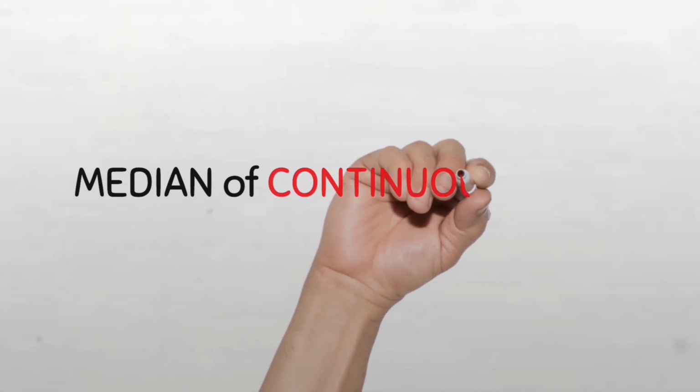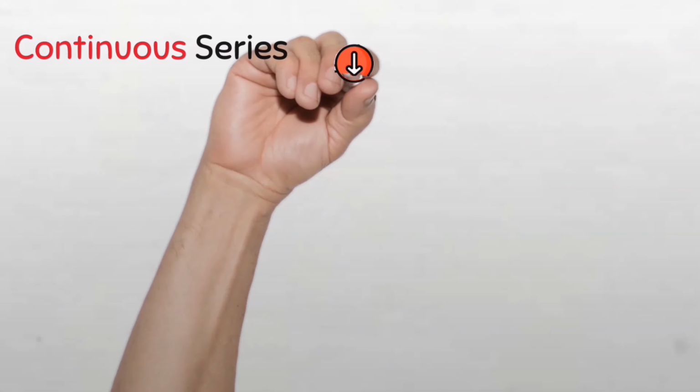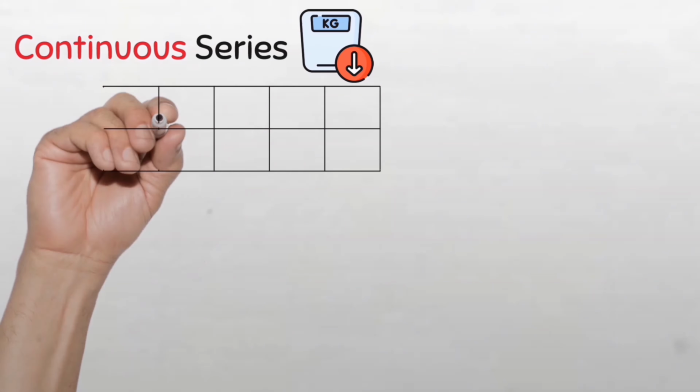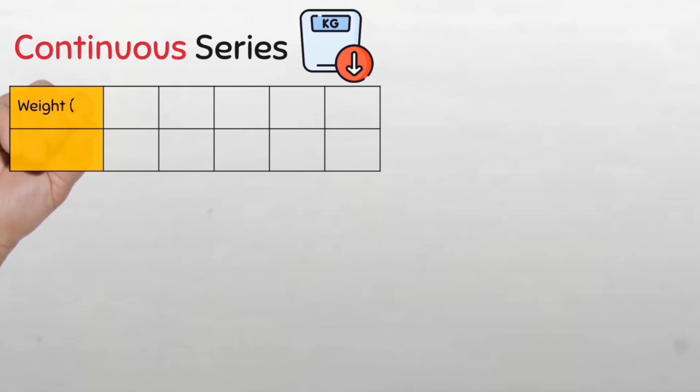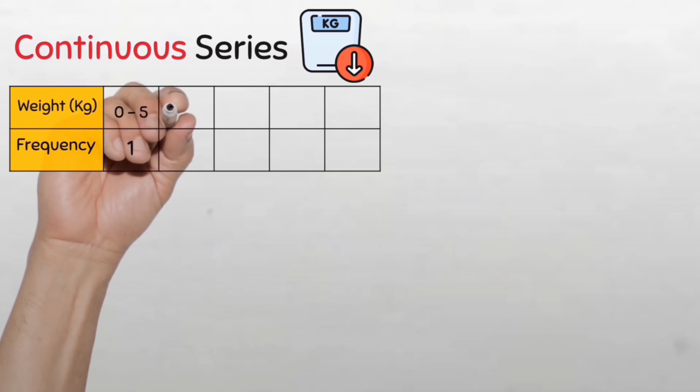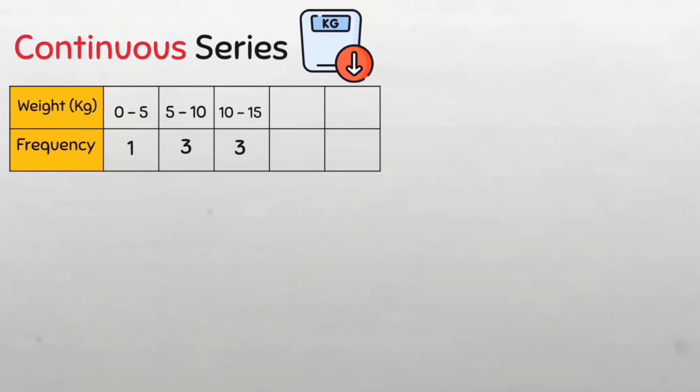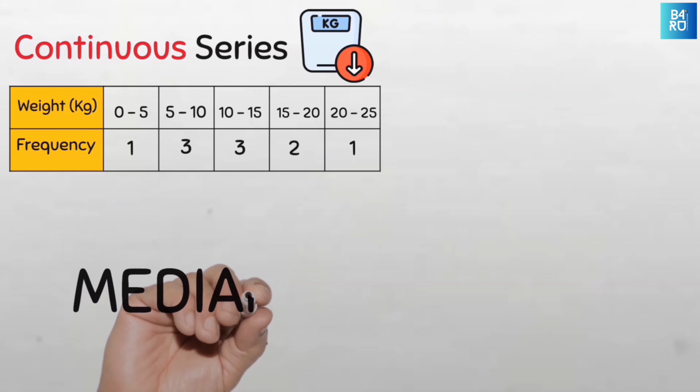Median for continuous series. This is a continuous series data on the weight in kilogram of a sample of 10 children attending the nutritional clinic in Samaru, Zaria, Nigeria. We know this to be a continuous series because we can see that the data is grouped and the frequency of each class is provided. So how do we find the median of this type of data series?